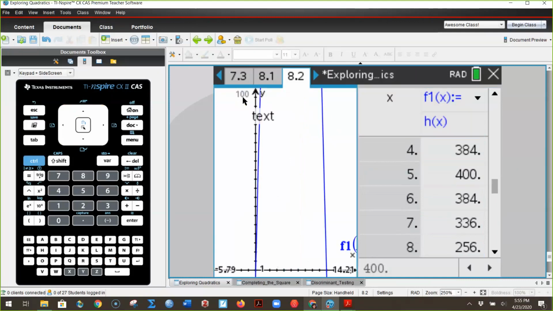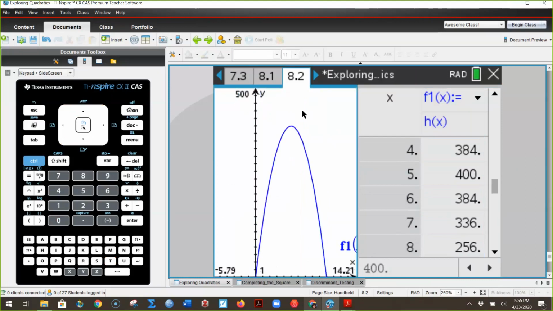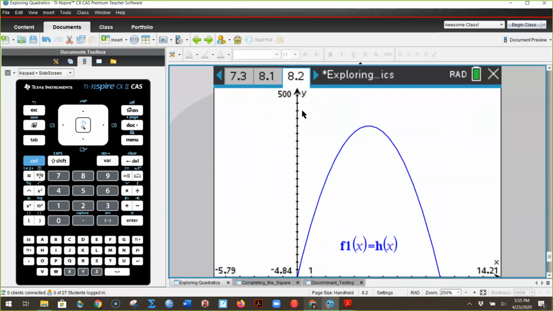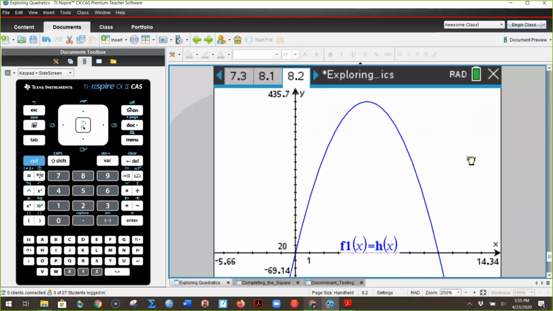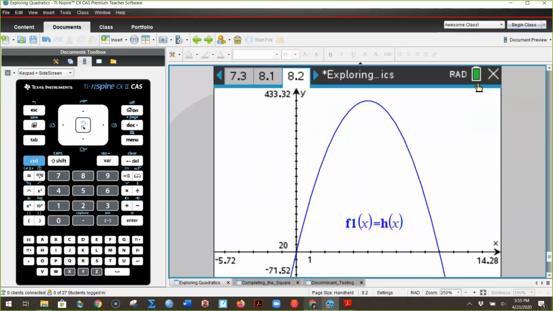So I'm just going to change this to 500. And then if I want to get rid of my table, I can hit Control T. And then I have my parabola, and I can go through and start doing the different things this way.